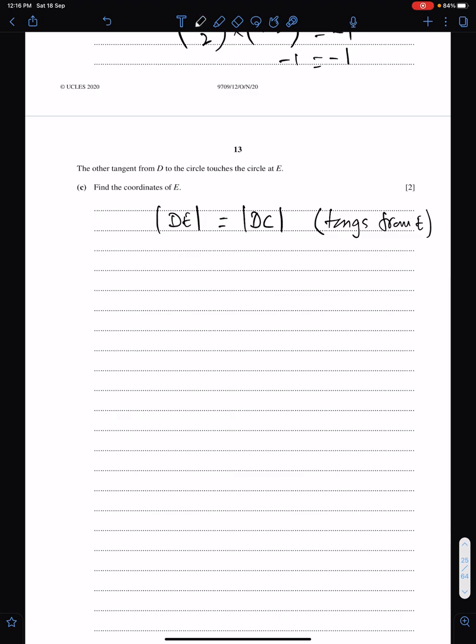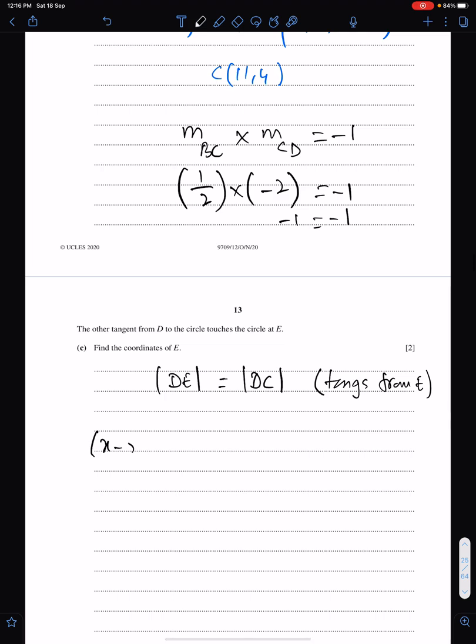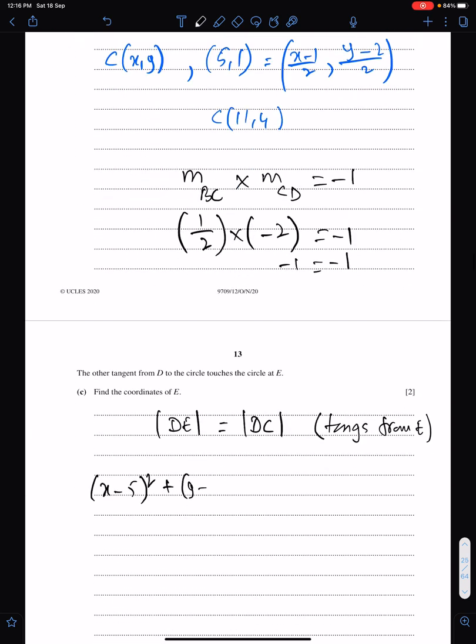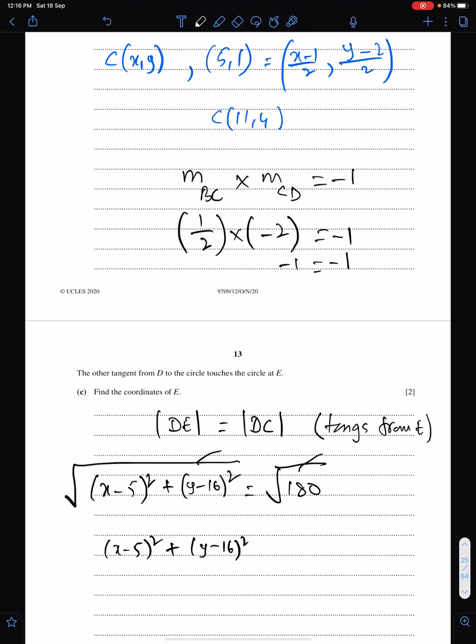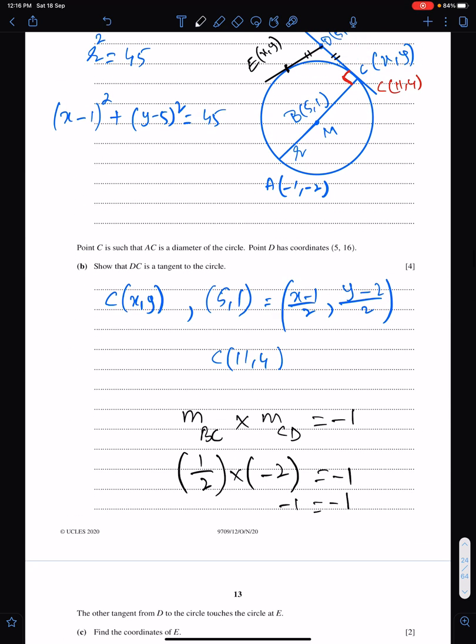So DE is x minus 5, y minus 16. This is the distance DE. You can easily get this with the help of the distance formula, and this is 180. You just need to cancel these two. So (x minus 5) squared plus (y minus 16) squared is equal to 180. This is equation number 2. And this is equation number 1.